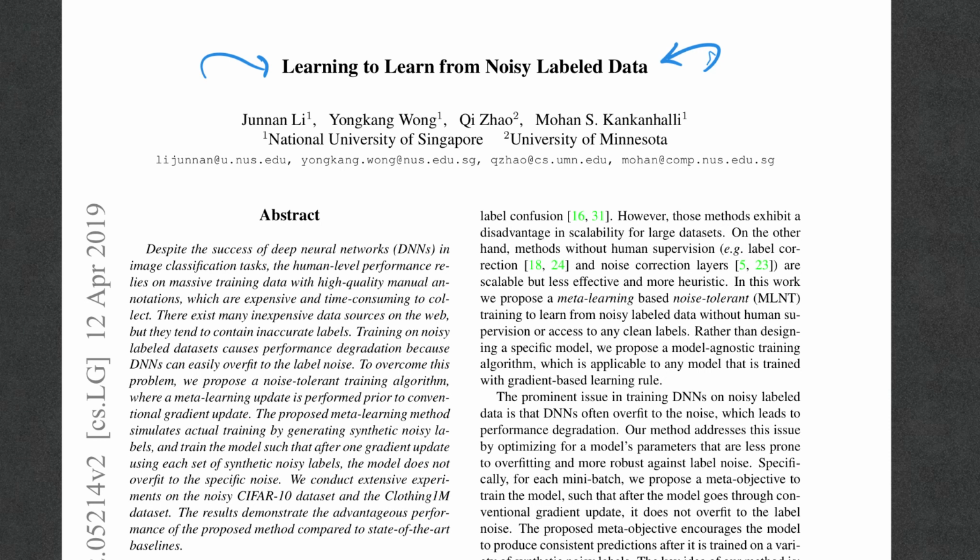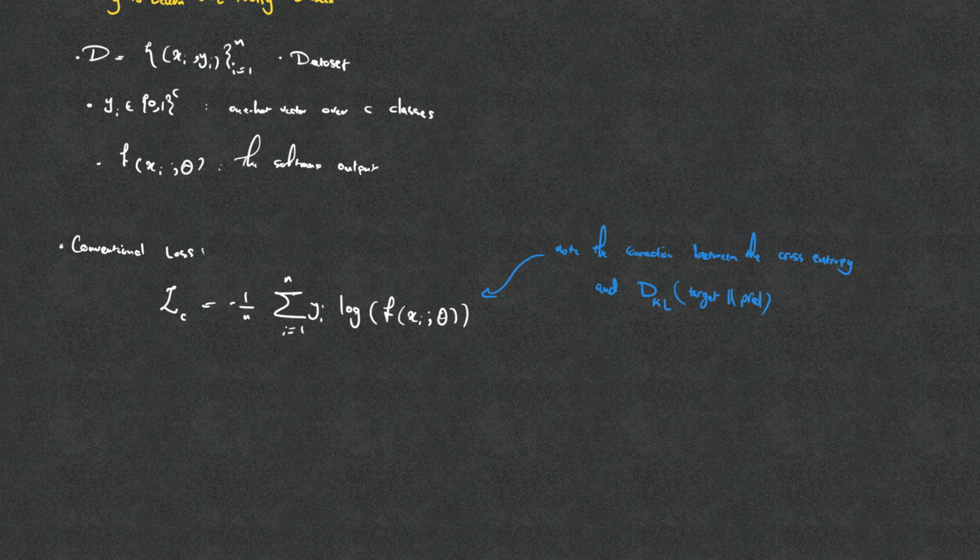In this video, we'll go over the paper titled Learning to Learn from Noisy Labeled Data. In short, this paper is a meta-learning paper which tries to increase the robustness of the trained model weights to the overfitting on the label noise. And the way they do that is that they synthesize basically additional noise.